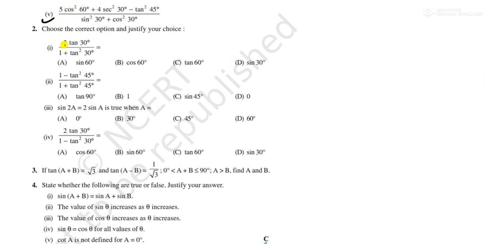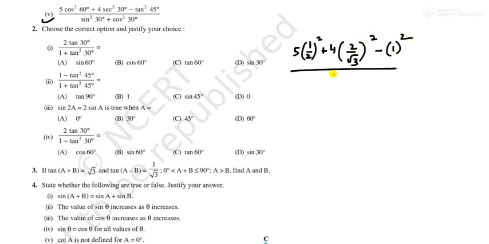Now moving to the fifth question of this main. See, this is your fifth question. 5 cos square 60. So 5 into, what is cos 60? Yes, it is 1 by 2, right? Plus 4 into sec 30. What is sec 30? It is reciprocal of cos 30. What is cos 30? Yes, it is root 3 by 2. So reciprocal of that, that is square, minus tan 45 is 1 square, whole divided by sin 30 is 1 by 2 square, plus cos 30 is, yes, root 3 by 2 square.